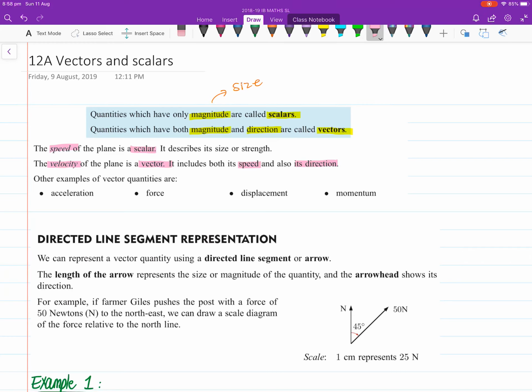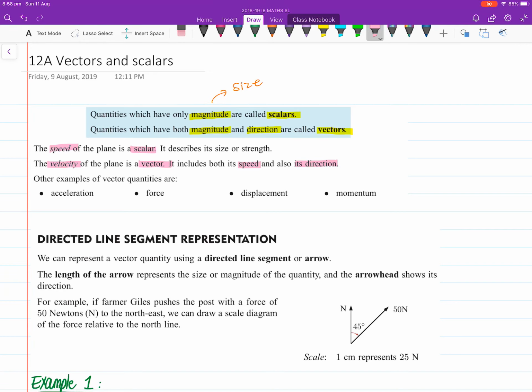Here are some other examples of vector quantities. So acceleration, because you can go sort of forwards or backwards, or like speed up and slow down. Okay, so there is that idea of direction. Force, displacement, and momentum. So those of you who are studying physics hopefully have come across these ideas before, so you have a bit more of an idea of what they are.